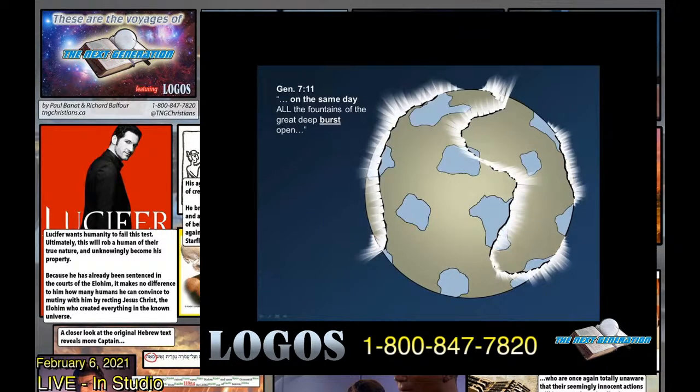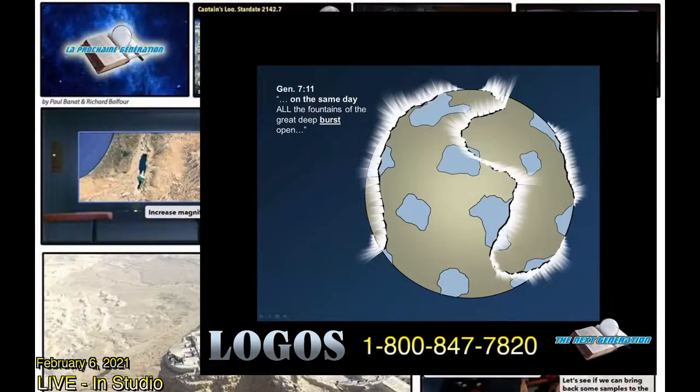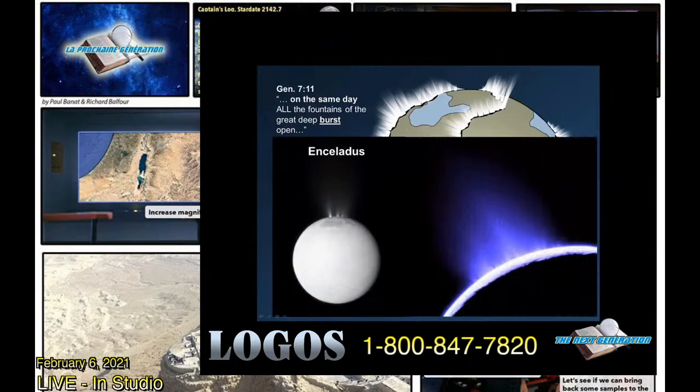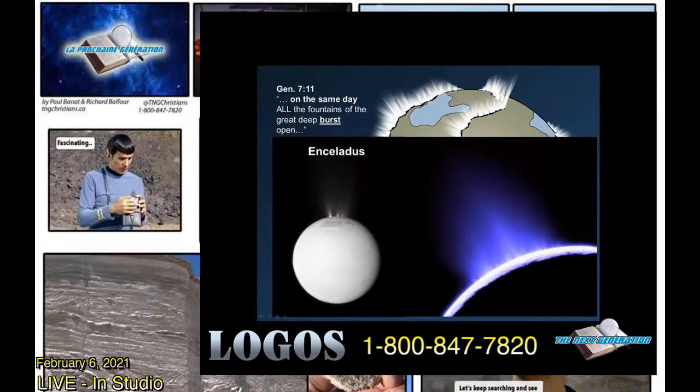Some scoff at the idea that water could be ejected so high. However, high-speed vapor plumes have been observed presently on the moons of Enceladus and Europa. These examples give a glimpse of the much more powerful forces that Earth would have produced.